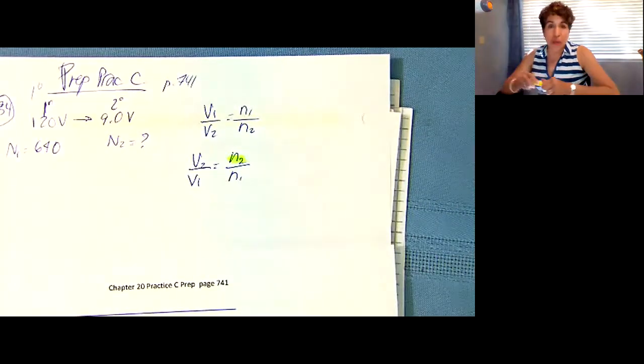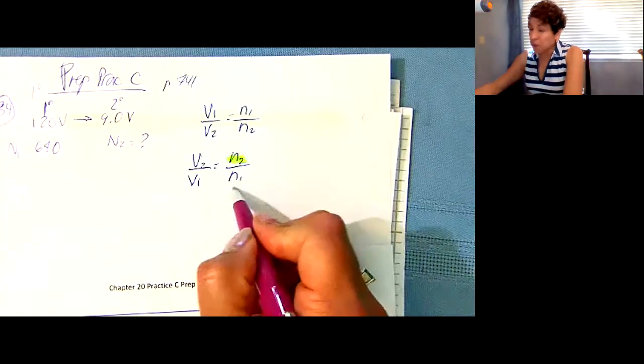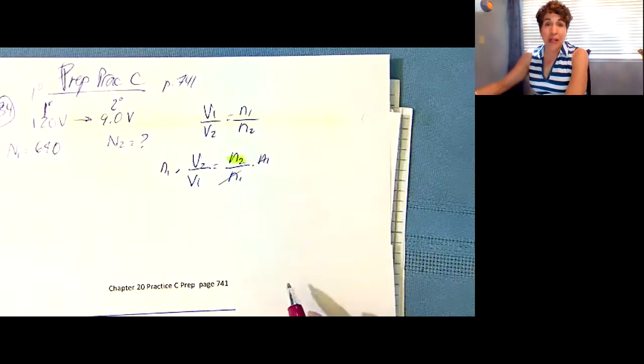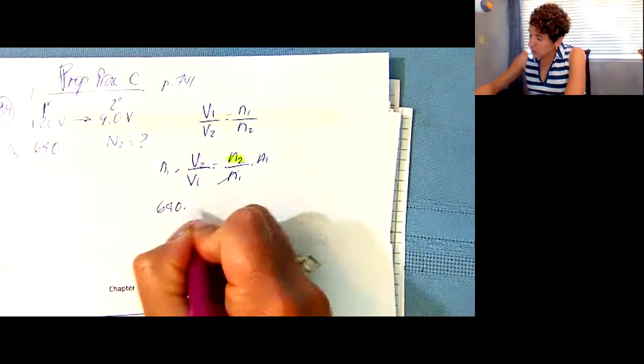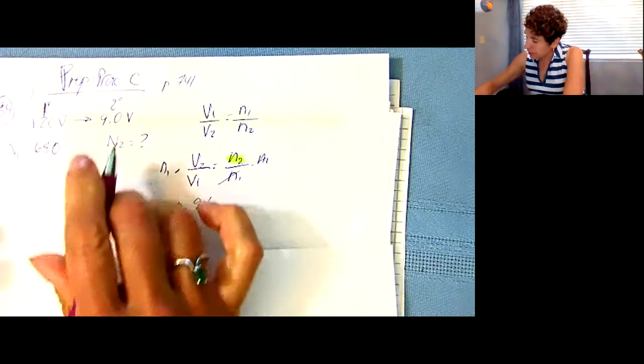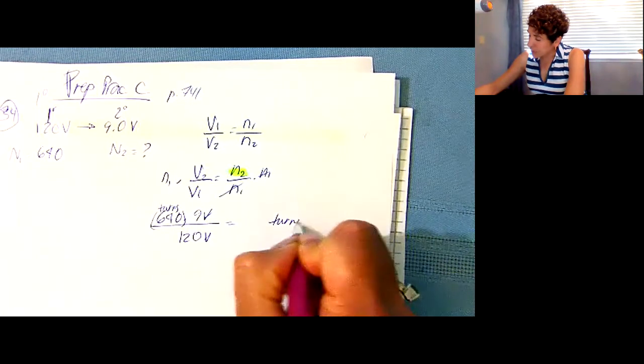Now, it doesn't matter if you use uppercase or lowercase. So I'm going to multiply N1 to both sides, so that cancels out. All right, so N1 is 640 times V2, that's this side right here, 9 volts divided by V1, which is 120 volts. And this is turns. I should have left the units on there. Turns, because my volts cancel out and I'll end up with number of turns.